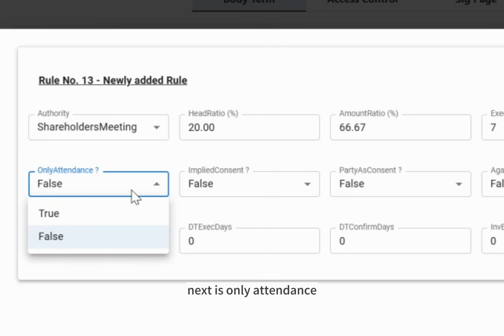Next is only attendance. This determines whether we only count those who actually voted. Should those who have voting rights but did not participate be counted in the denominator? True means they are counted. False means they are not.